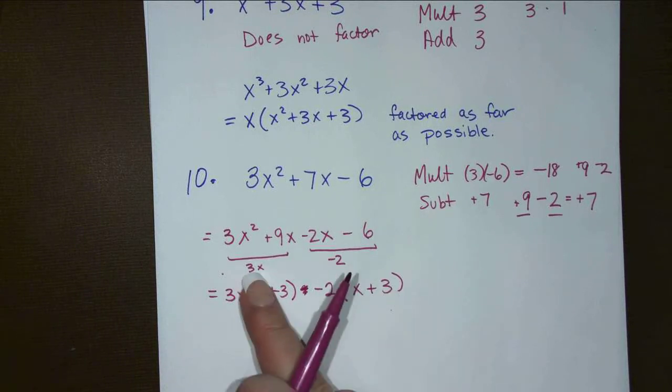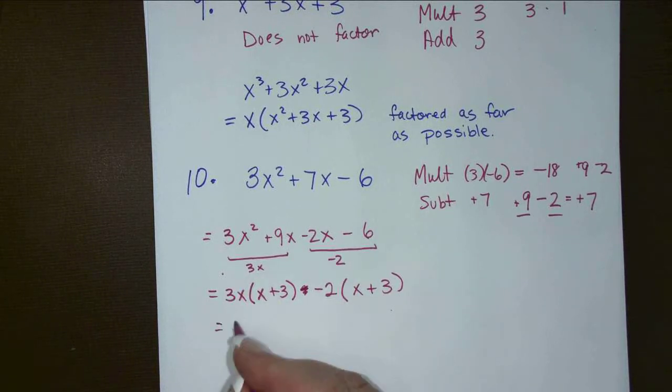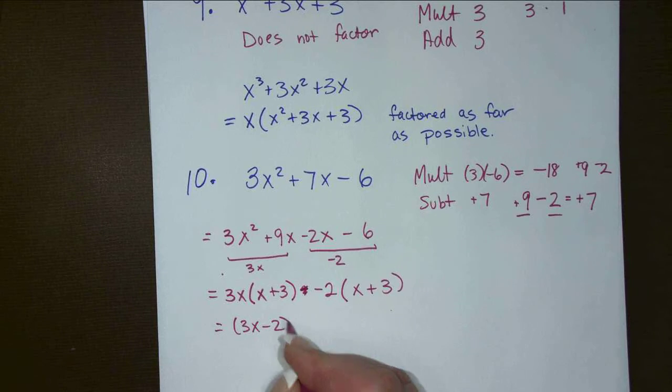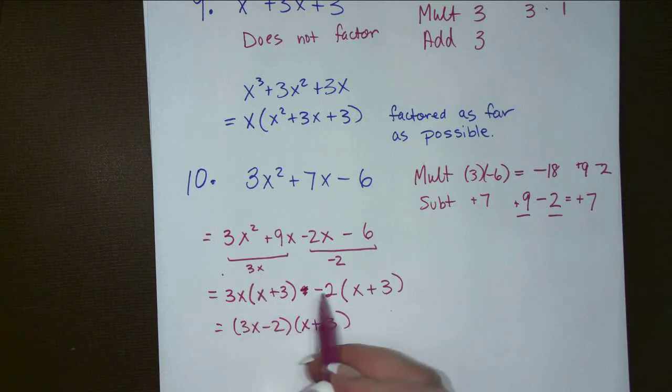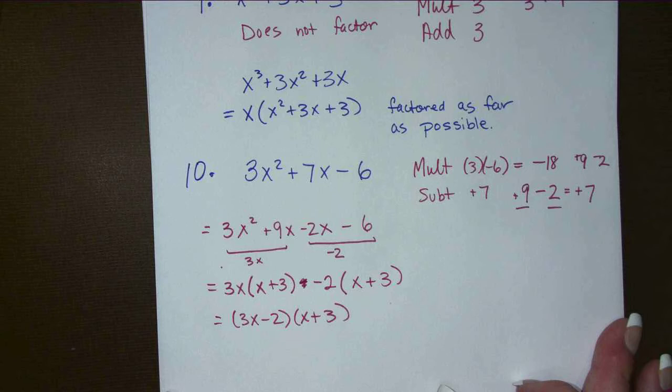Now our factor is 3x minus 2, and x plus 3. X plus 3 and 3x minus 2. Those are our two factors.